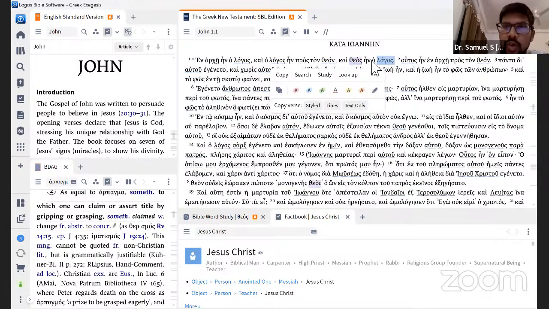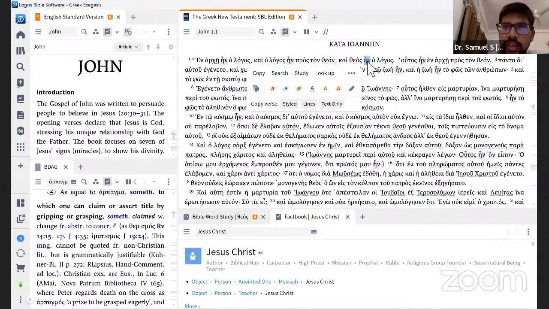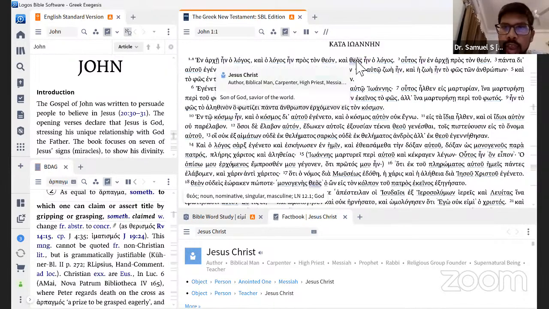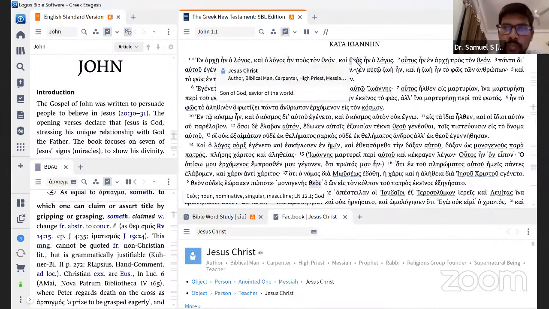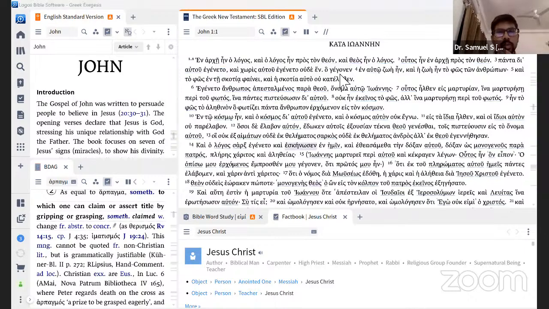So therefore, ho logos becomes the subject. The word in the imperfect was the to be verb here. En was. So the word was. And this now, even though it's in the nominative, is the direct object, God. And the word was God, right? So that's what we are trying to communicate here.